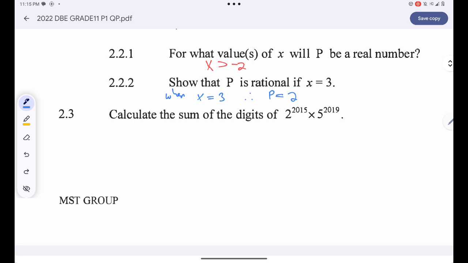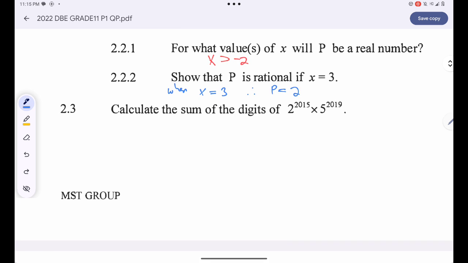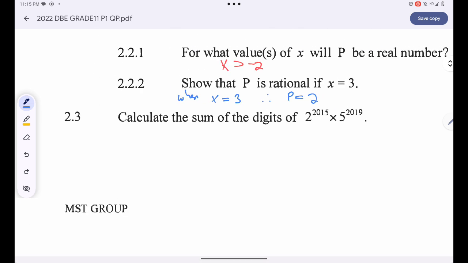Okay, and then now at 2.3, I'm supposed to calculate the sum of the digits of this product. Are you together? So all the time, guys, once you deal with numbers with huge exponents, the catch here is to just change your exponents to look the same. You have 2 to the power 2015 multiplied by 5 to the power 2019, right?